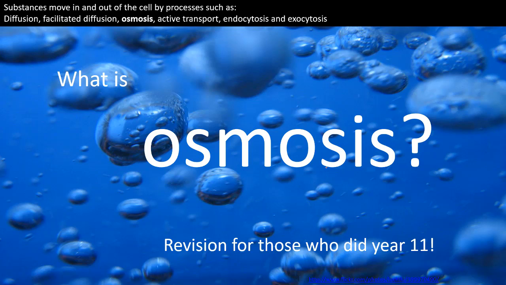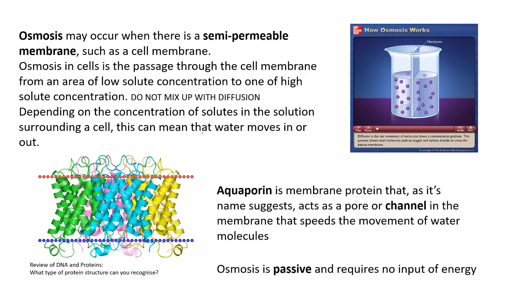Okay, so now that facilitated diffusion's out of the way, osmosis. Now this is a bit of a bugbear for some students, because people get it mixed up with diffusion all the time. So let's have a look at what osmosis is. So osmosis may occur when there is a semi-permeable membrane. Semi-permeable means that some things can get through easily and some things cannot.